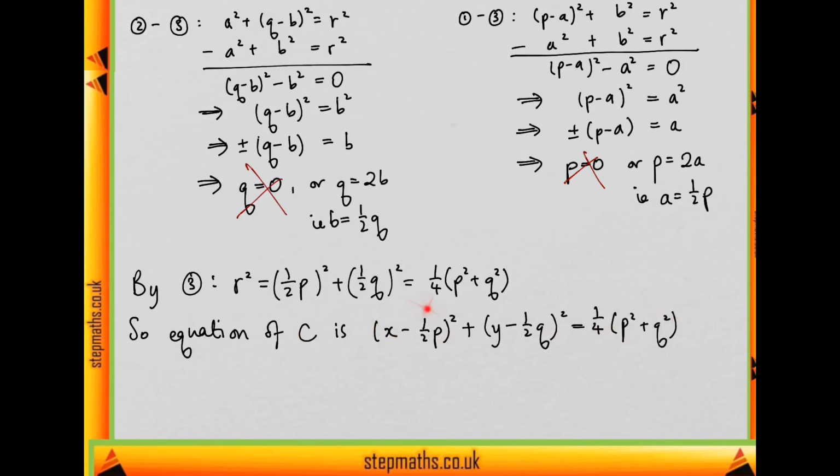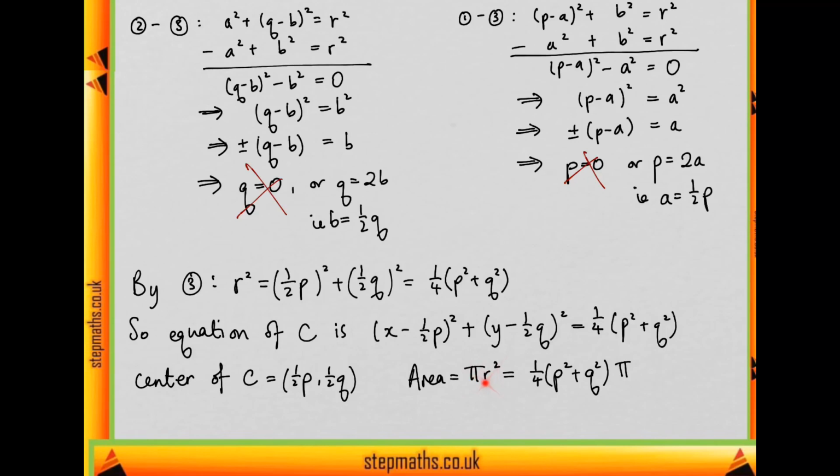And from here, immediately we can work out the center of C, right? The center is just going to be (a half p, a half q). We also want the area, so the area is just pi r squared, and because we know this here is r squared, the area is a quarter (p² + q²) times pi.